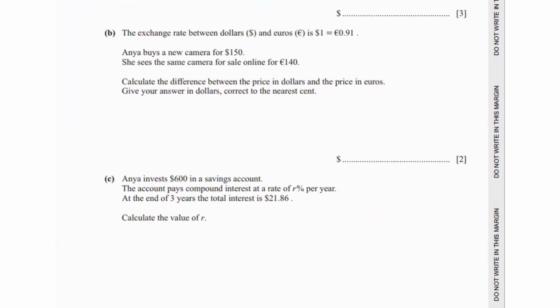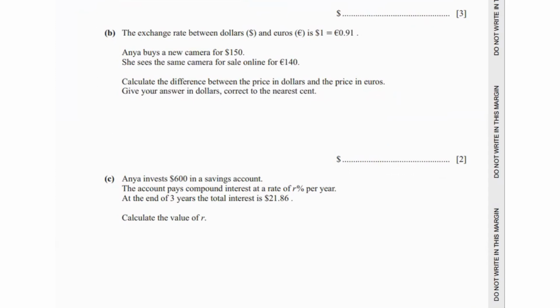Then the exchange rate between dollars and euros is $1 equals 0.91 euros. Anya buys a new camera for $150. She sees the same camera for sale online for 140 euros. Calculate the difference between the price in dollars and the price in euros, giving the answer in dollars, correct to the nearest cent.